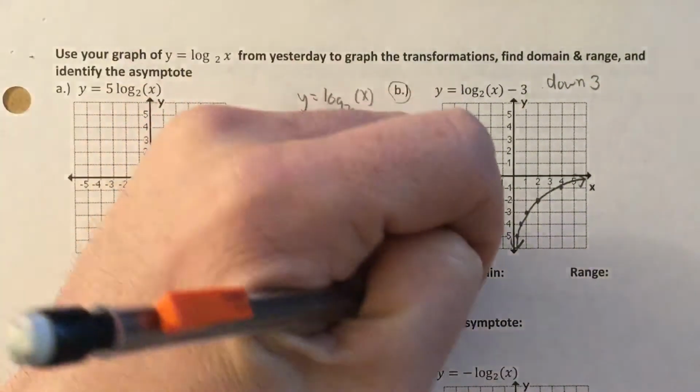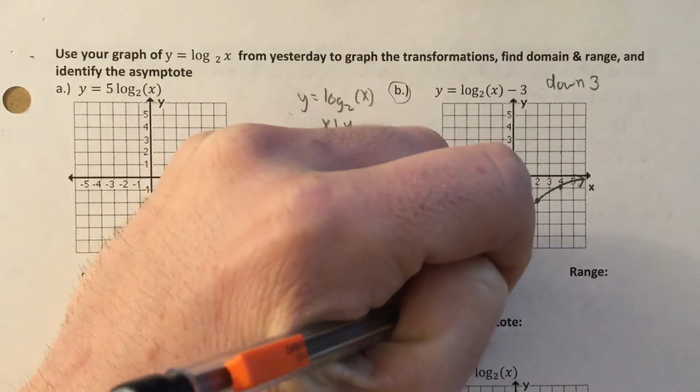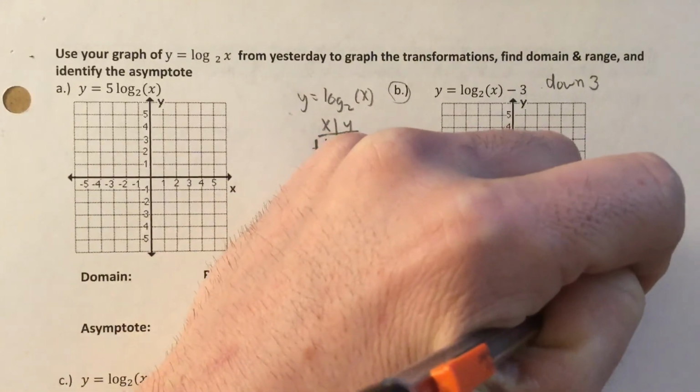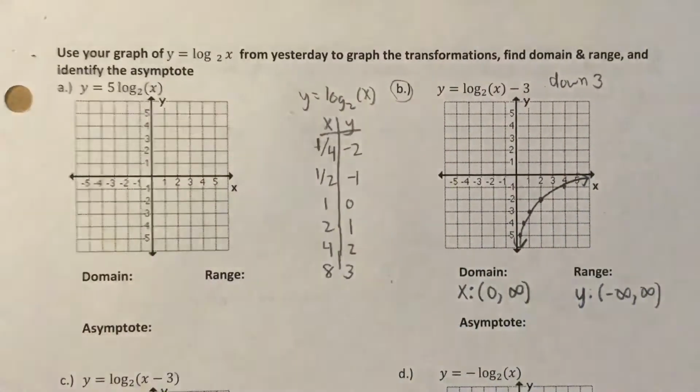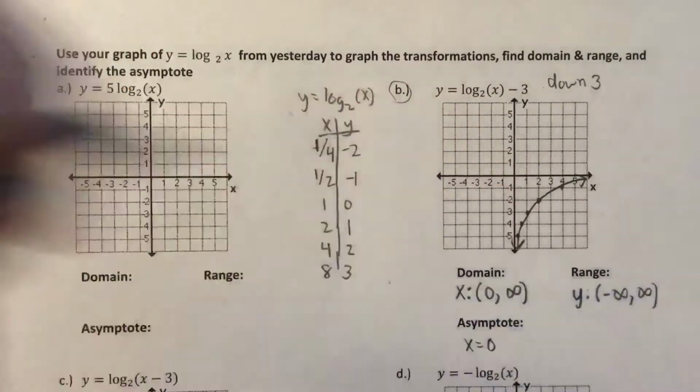So in this case, my domain is not going to change from the parent. The parent is still getting close to 0, going forever. Our range is always going to be all real numbers, negative infinity to infinity. And since we didn't move our graph left and right, our asymptote is still at x equals 0.